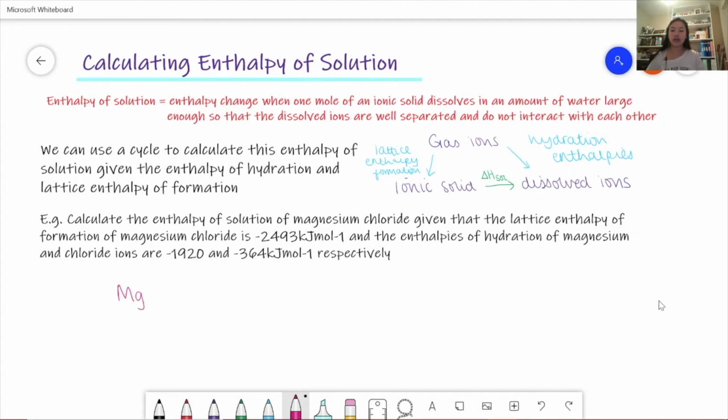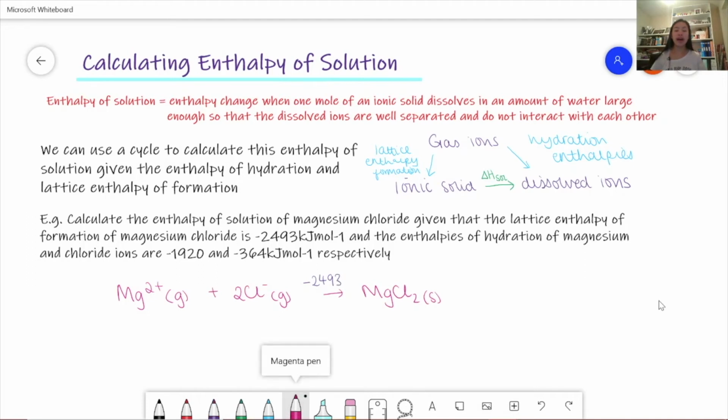So you would have Mg2 plus ions, and these would be gaseous. And then I'm going to add them with chloride ions, which are also gaseous, to form this ionic solid, the magnesium chloride, which is a solid. And then I balance it using 2 chloride ions, and this will be my lattice enthalpy of formation. So this will be my minus 2493.